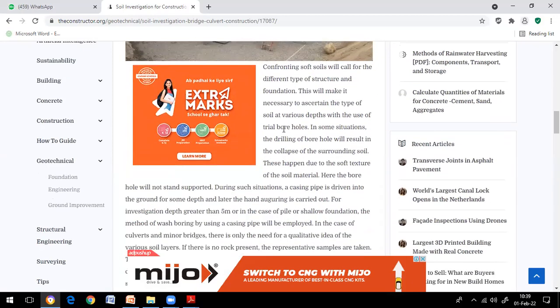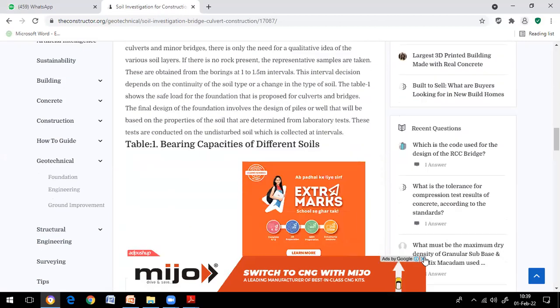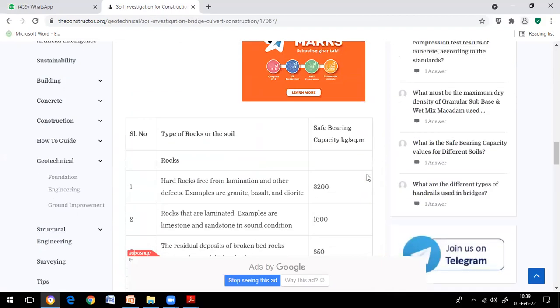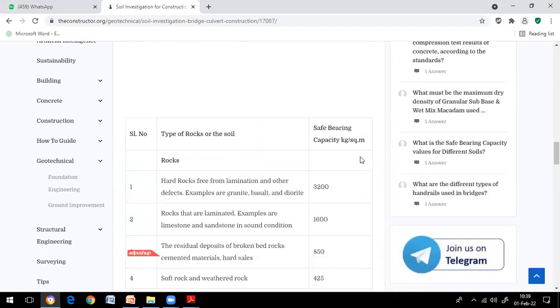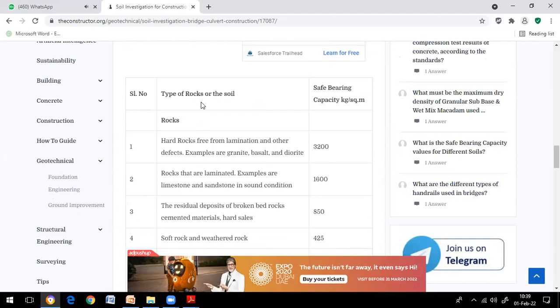Now let me show you the important bearing capacities of different soils. I request you guys to please note these down, which are very, very important and have to be considered for any kind of foundations. Right. See, type of rocks or soils. Guys, if my screen is visible, under confusion, the bearing capacity of soil.